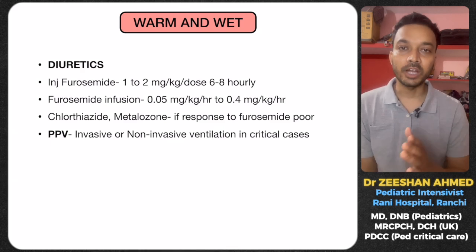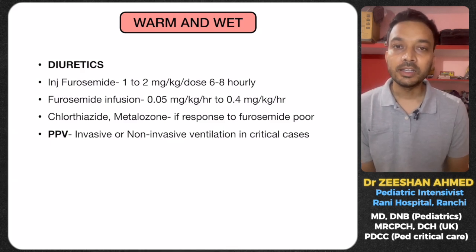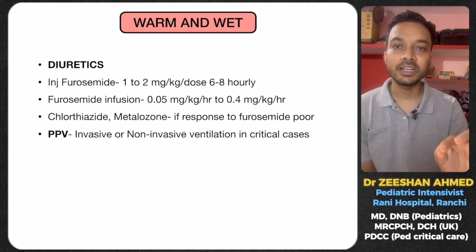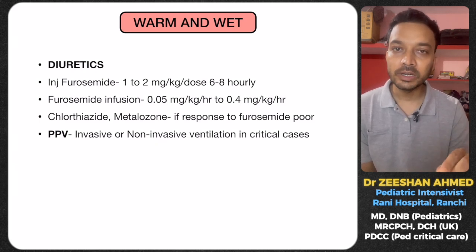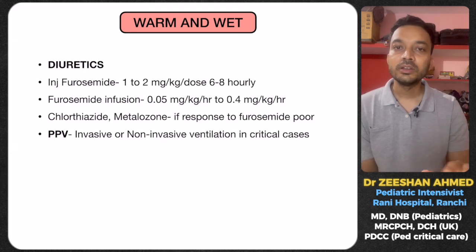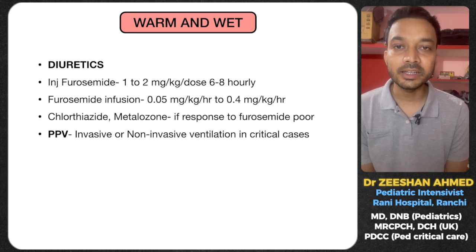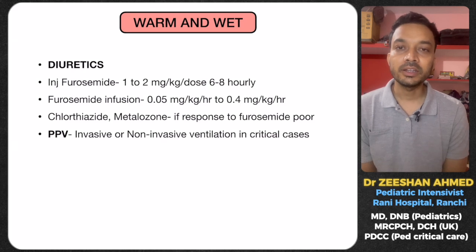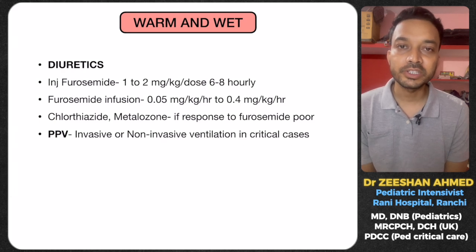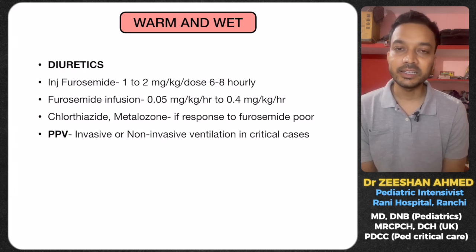So the most common subtype is the warm and wet subtype. And the basis of management, the first thing we should give is diuretics. Most commonly we give injection furosemide as 6-hourly or 8-hourly dosing, or as a continuous infusion, which leads to very gradual clearing of the body water. If furosemide alone is not working, we might add some thiazide diuretics like chlorothiazide or metolazone. And if any form of diuretic therapy is not working, we can also use positive pressure ventilation in these cases, either invasive or non-invasive.